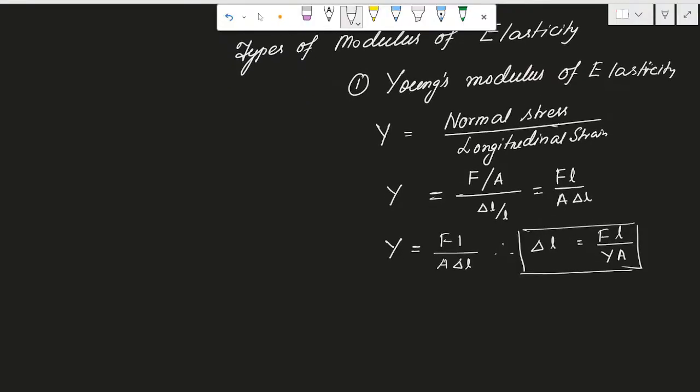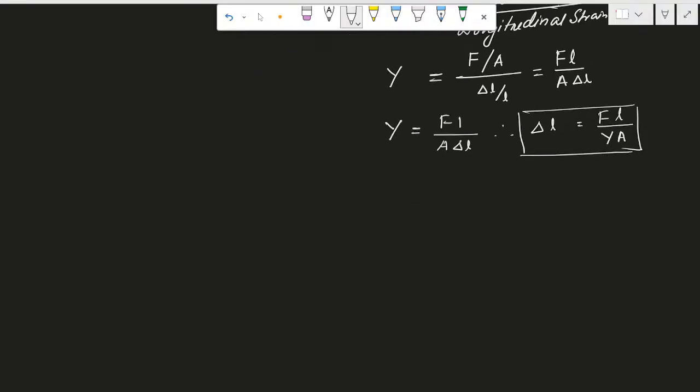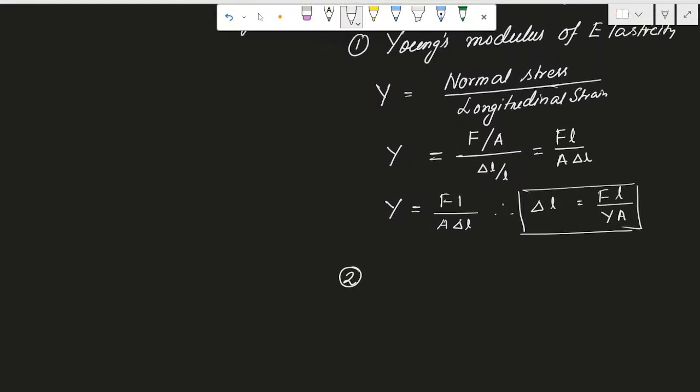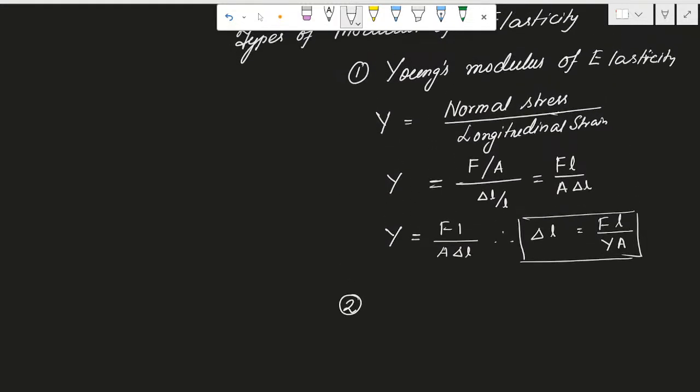Okay. Now the second modulus of elasticity. This is the first modulus of elasticity. Why is it Young's modulus? Young's modulus of elasticity, I told you. This is why.